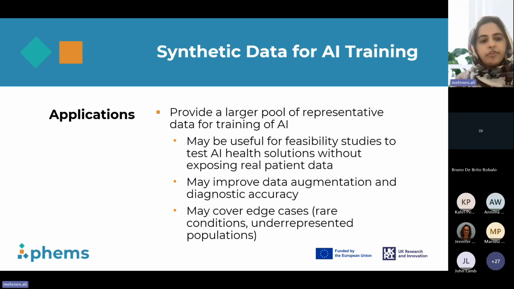Synthetic data for AI training. AI models require a vast amount of training data to function effectively, and synthetic data helps by expanding training datasets. It may improve accuracy and fill in gaps for rare conditions and for underrepresented populations. It can particularly be useful for feasibility studies before deploying real-world AI health solutions.